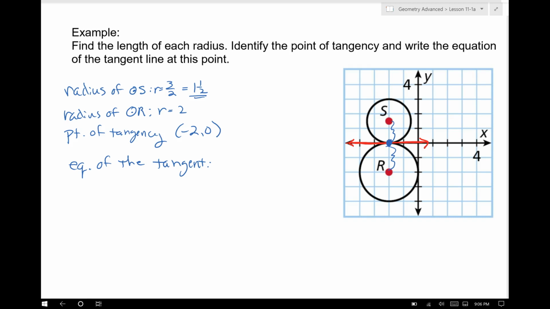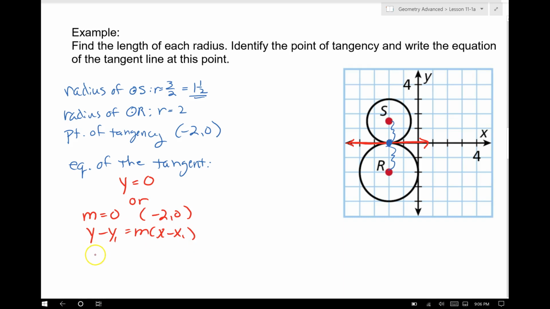If we have a horizontal line, it is whatever the y variable is. So that would be y is equal to 0. Or we can use the idea that the slope would be 0 and our point we'd use is -2, 0, and then we could use point slope form, correct?